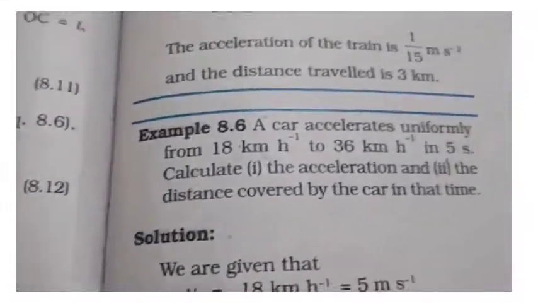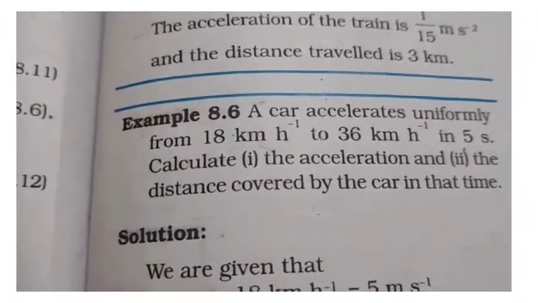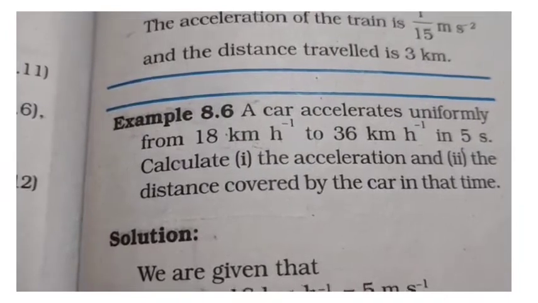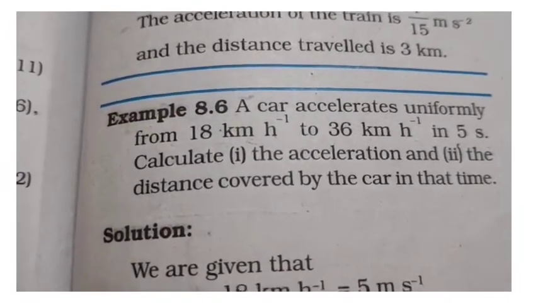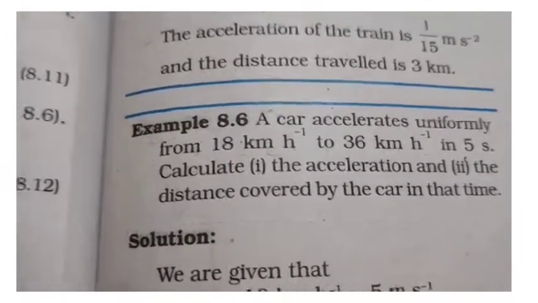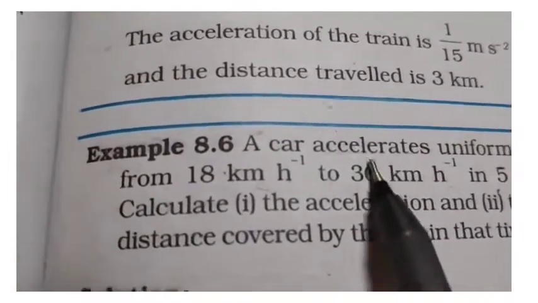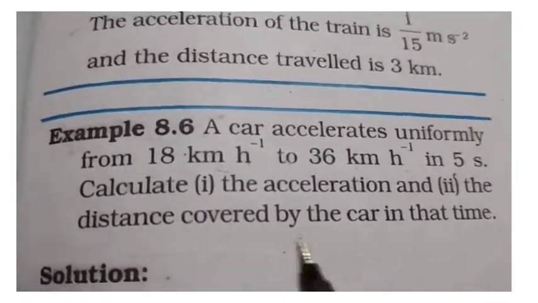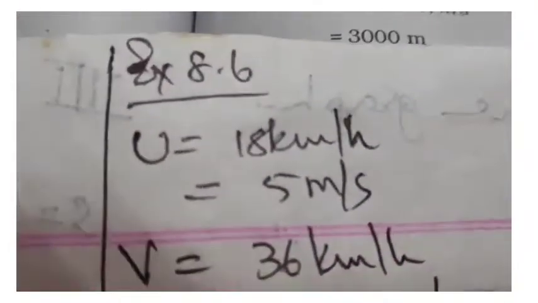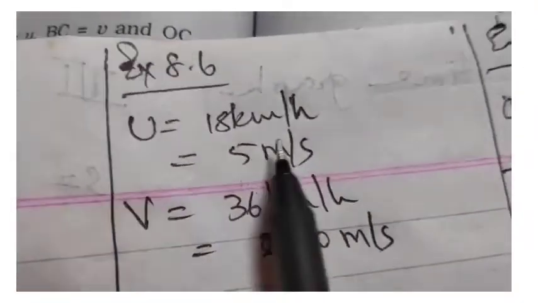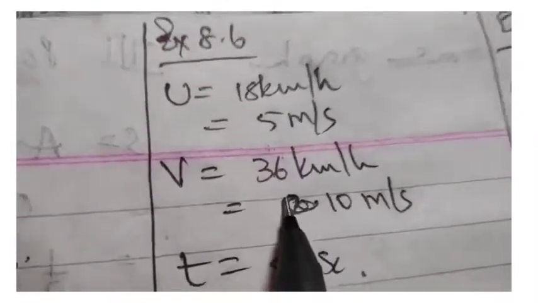Okay. The next question given over here is 8.6. A car accelerates uniformly from 18 km per hour to 36 km per hour in 5 seconds. So 18 is initial, 36 is final, in 5 seconds. Acceleration and distance covered again. So again put down the data for 8.6. 18 km per hour will become 5 meter per second because you are multiplying it by 5 by 18.